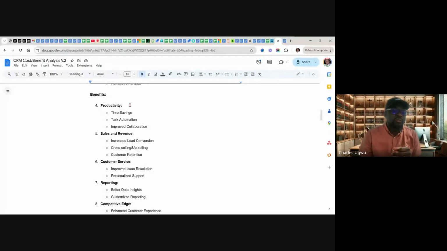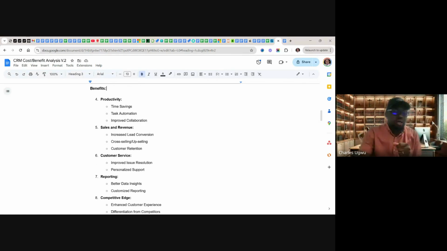Under the expected benefits, we have production. Under production: time savings, task automation, improved collaboration. These are benefits we can derive under production from a CRM system. It comes with a lot of automation, and automation saves time, improves collaboration. Sales and revenue: increased lead conversion, cross-selling and upselling, customer retention. These are benefits we realize from this.